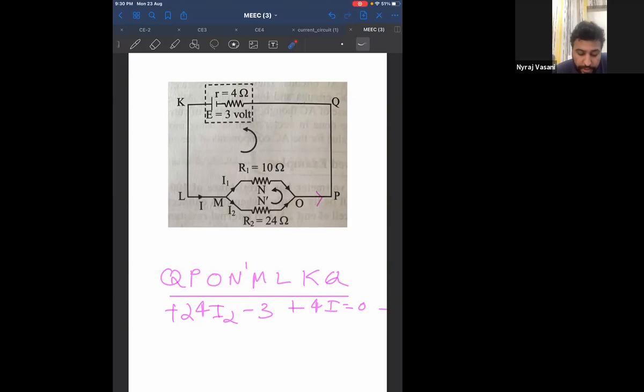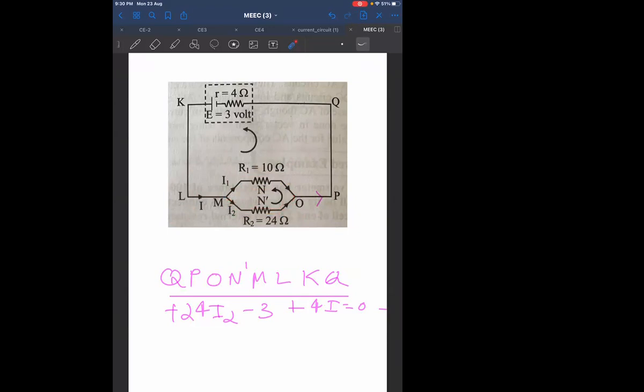No, on this branch it is I2. On this branch it is I1. This branch is I. Understood, everyone? There are 3 branches in this, so here you cannot take I or I1. It is I2 itself, because I2 comes here, and till here it is I2. Okay.